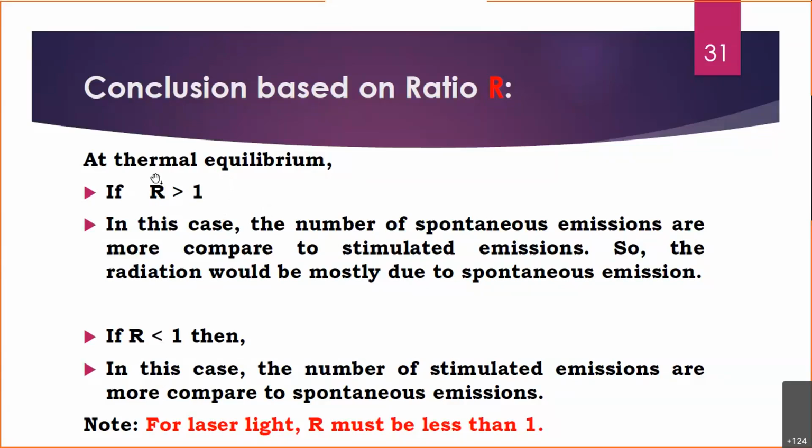But what about if R is less than 1, which is the second case here? That means the number of stimulated emissions is more compared to the spontaneous ones, and that is our requirement to generate laser light. By this time you have easily understood the difference between normal or ordinary light and laser light in laser physics. So for generating laser light, our requirement is that R always has to be less than 1. Just keep this in mind, as later on we use the same factor. I'm moving further.